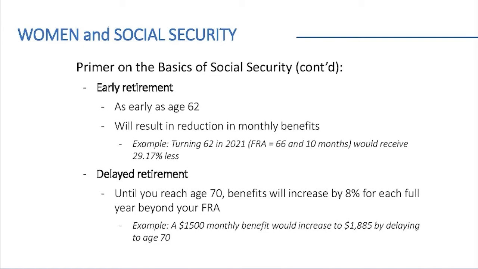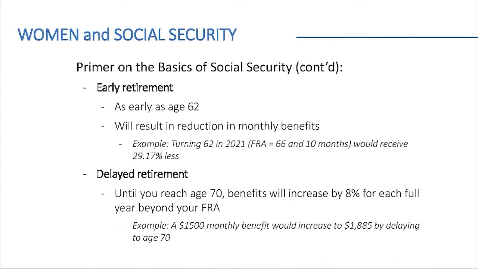Let's talk about getting the actual benefits themselves. Sharon, why don't you talk about the implications of early retirement? Well, as the retirement age has been rising each year, it is having a larger effect on the decision to take your benefits at 62, because as the retirement age goes up, the reduction for taking your benefits early is also going up. For example, if you're turning 62 this year in 2021, you have a full retirement age of 66 and 10 months, and you would receive 29.17% less of your full retirement age benefit.